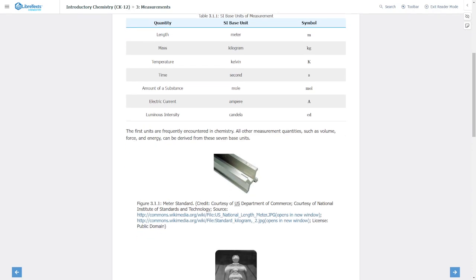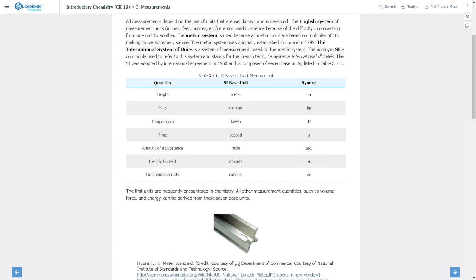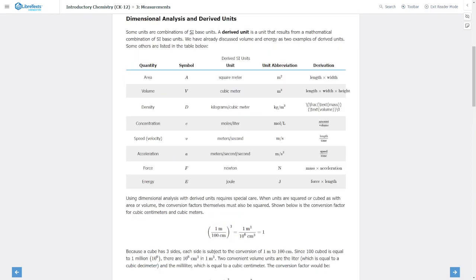It says here all other measurement quantities such as volume, force, and energy can be derived from these 7 base units. Various formulas. We won't really get into that, but let's go on over to derived units. So here are our derived units. So this also covers dimensional analysis. We won't get into that just yet.